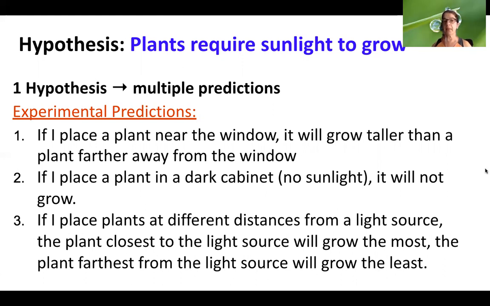A second prediction we can make is that if we place a plant in some kind of a dark cabinet with no sunlight whatsoever, this plant will not grow at all. So if sunlight is required for plants to grow, if we take away all sunlight from a plant, it will not grow. I can make yet another prediction. If I place plants at different distances from a light source, the plants that are closest to the light source will grow the most, and the plants that are furthest away from the light source will grow the least. And so on and so on. I don't have to stop at 3 predictions.